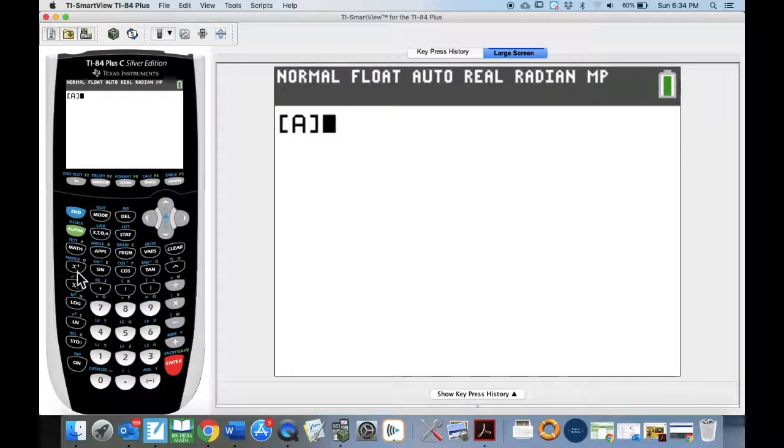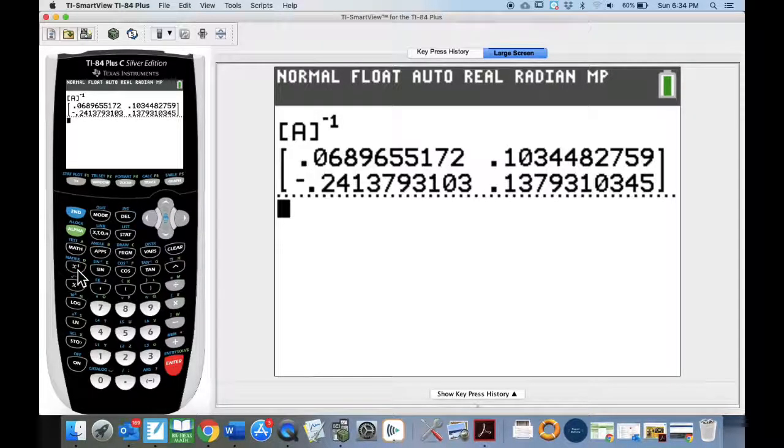That's the inverse button. That's right here kind of by the 7 a little bit. I'm going to hit that, and I get A to the negative first power, which means the inverse of A, and I just hit enter, and I get this matrix. Okay, also on your paper, this is a step that some of you really like.